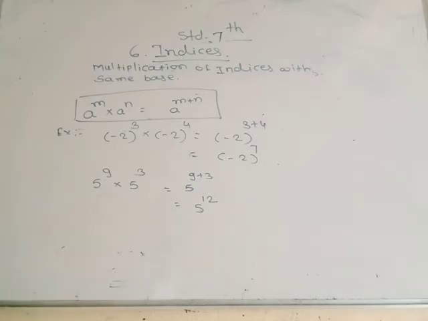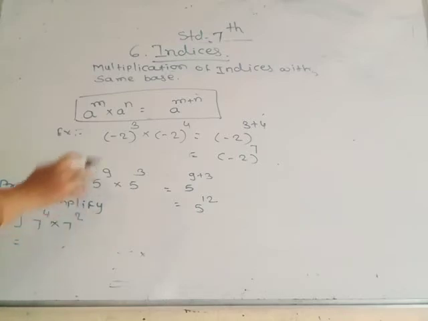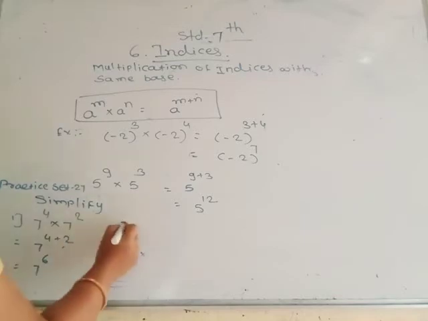Then see this practice set 27. Simplify. Practice set 27. First one: 7 raised to the power 4 into 7 raised to the power 2. Here also the base is the same. Use this formula: 7 raised to 4 plus 2, addition of these two numbers, which is 7 raised to the power 6.